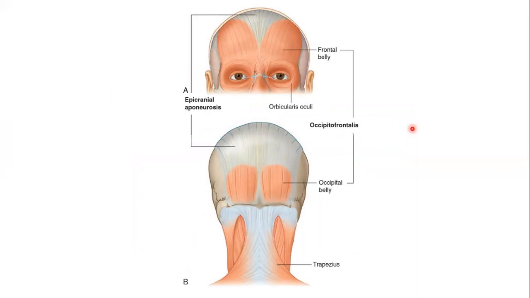So this here is the occipitofrontalis muscle, digastric muscle. Occipitofrontalis has 2 bellies, frontal belly, and this is the occipital belly. You see the occipital belly first. You see, this is the superior nuchal line, the back side of the skull. So the lateral 2/3 of the superior nuchal line gives origin to the occipital belly of the occipitofrontalis, and this gets inserted into epicranial aponeurosis.